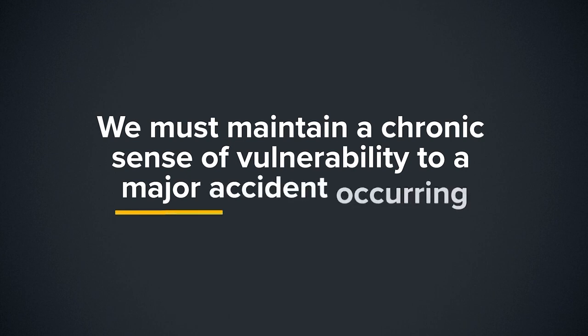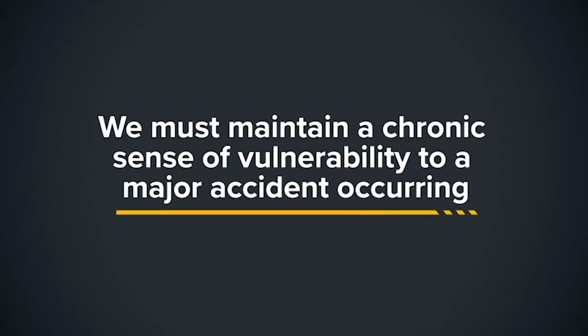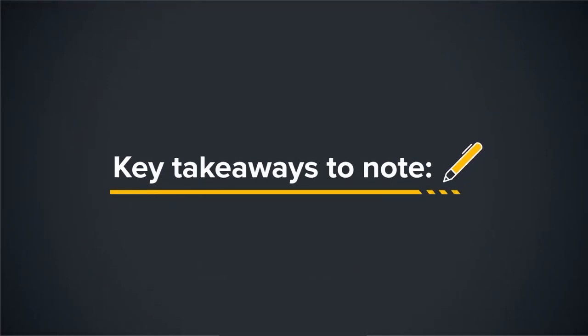It's crucial that we don't just become focused on one KPI. All of them contribute to effective process safety management. Action must be taken when we see an area in which we are not performing well. At all times, we must maintain a chronic sense of vulnerability to a major accident occurring. If you see something, it is important that you report it so it can be investigated and the correct action is taken. So, what are the key takeaways?